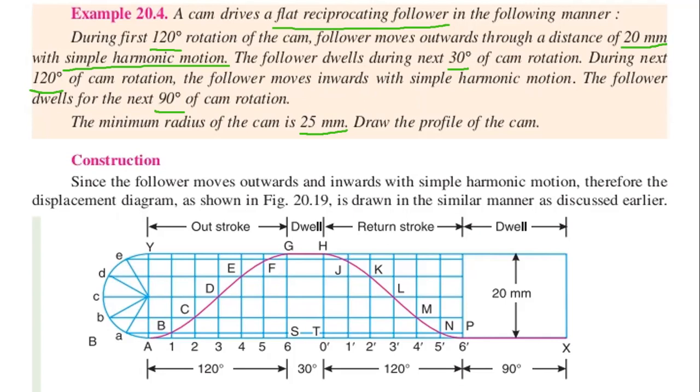Then notify the points from A to G. So this is the outstroke.